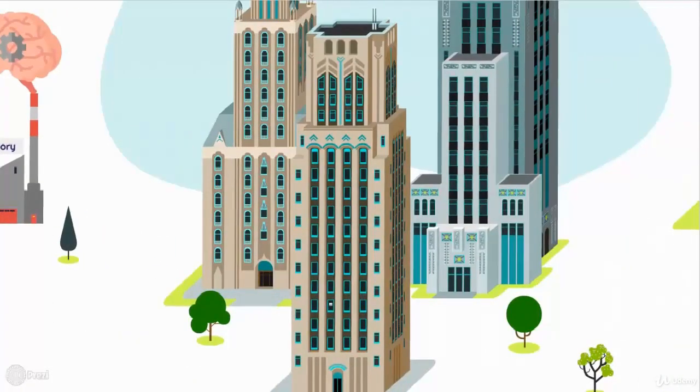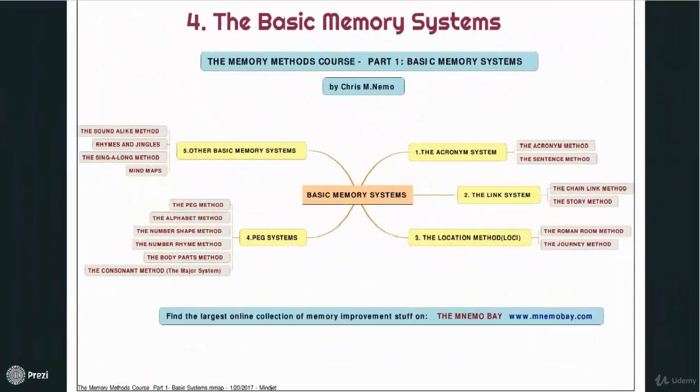The core of this course is in the fourth chapter. Here, I will present the basic memory systems and methods, organized as you can see in this mind map. Each method is explained in detail and with examples. You will also find this mind map as a PDF file in the bonus section of this course.